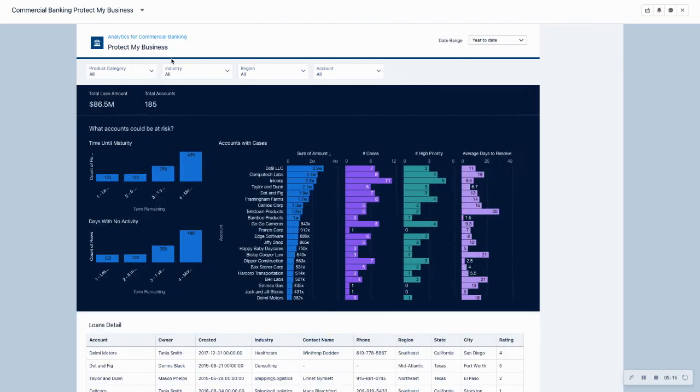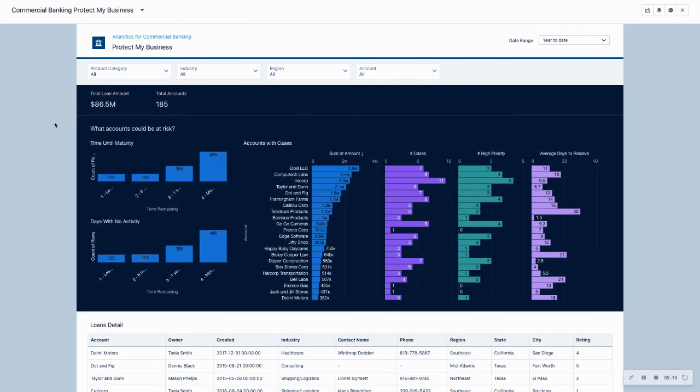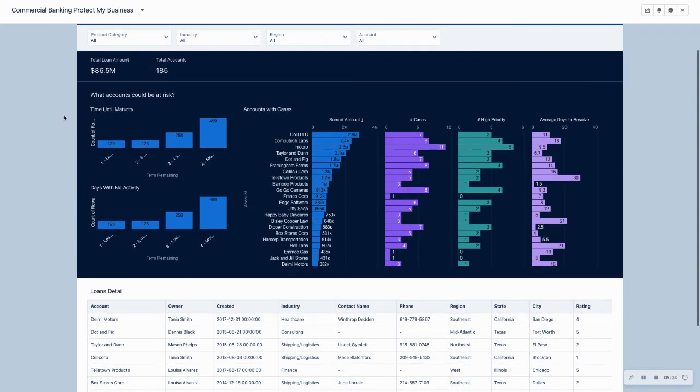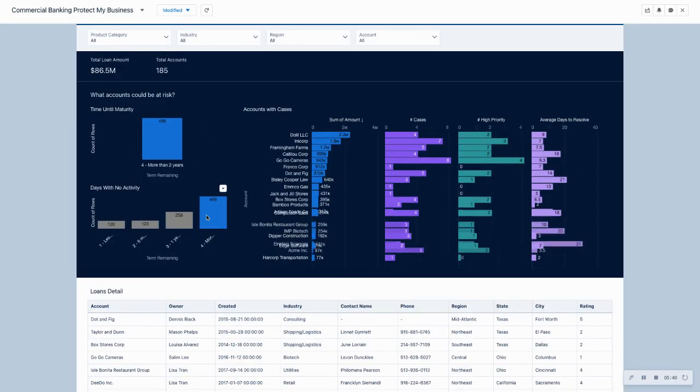Then our last piece that we're going to look at is protecting your business. So understanding the total loan amount and the total accounts, and really what accounts would be at risk and days with no activity. And really what you want to see is, you have more than 2 years where some have no activity left. They haven't been touched.